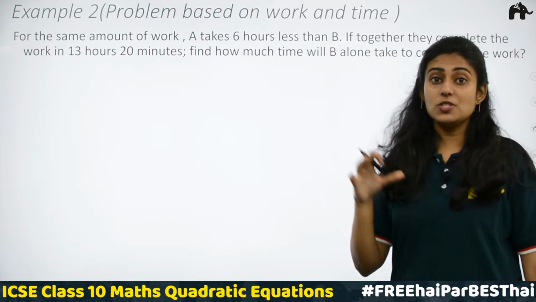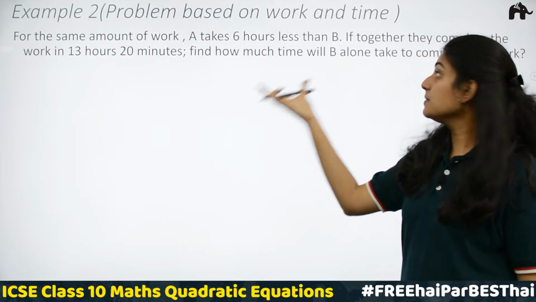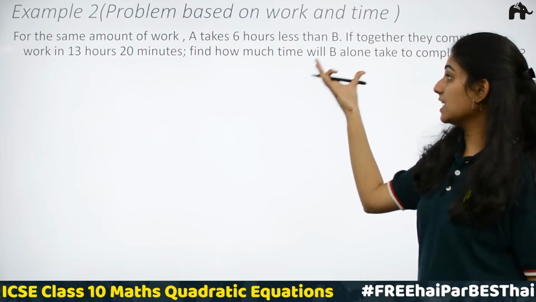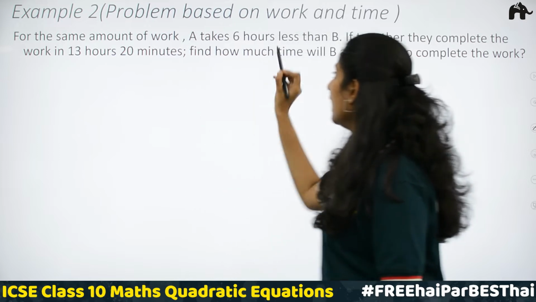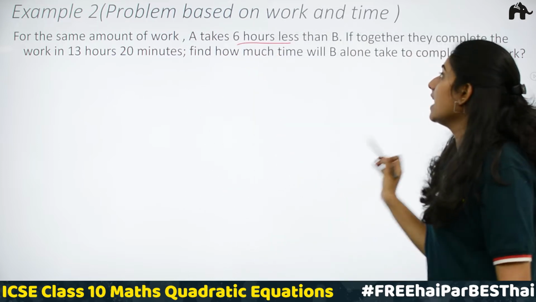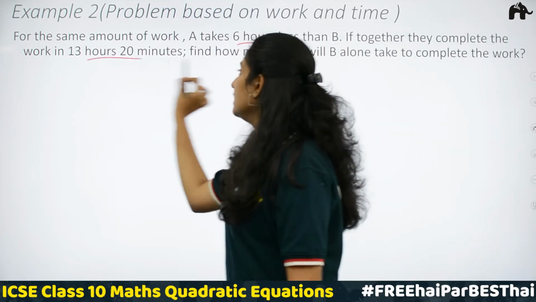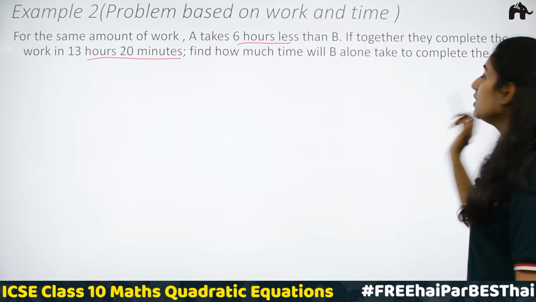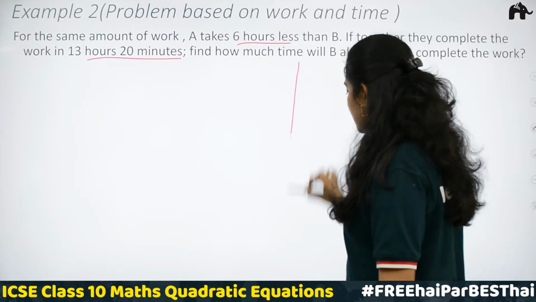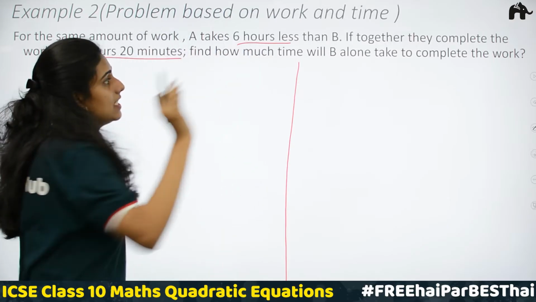Now, we know how to solve problems that are based on numbers. Here, we'll take problems that are based on work and time. We'll explain this with an example. For the same amount of work, A takes 6 hours less than B. If together they complete the work in 13 hours 20 minutes, find how much time B alone will take to complete the work. In this question, it is given that A takes 6 hours less than B.